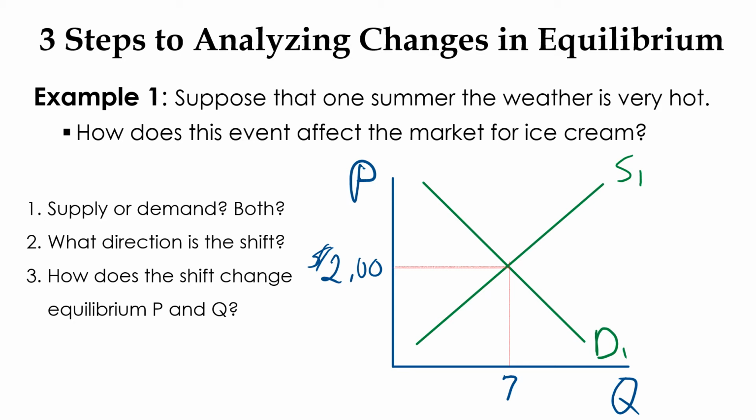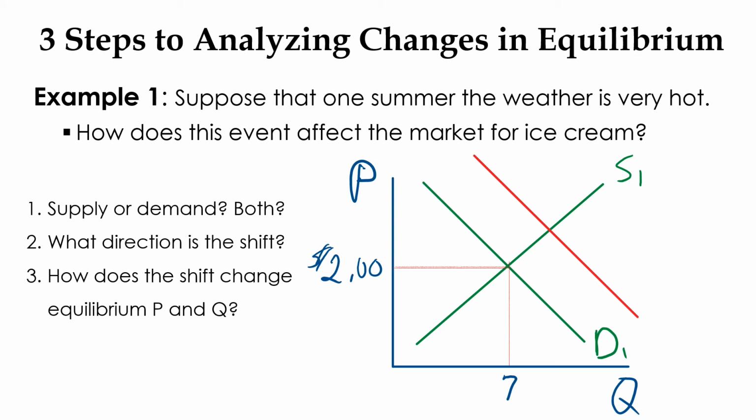Probably not. But in hot weather, people's tastes change. They have a preference for colder food, right? So obviously ice cream is very popular in the summertime when it's very, very hot. Everybody wants to have ice cream. So the demand is going to be impacted. Number 2, what direction is the shift? Are they going to demand more ice cream or less ice cream? They're going to demand more ice cream. Okay, so does that mean the demand curve is going to shift to the right or to the left? It's going to shift to the right.